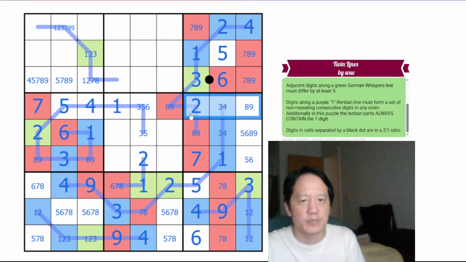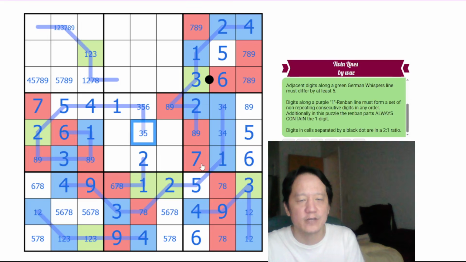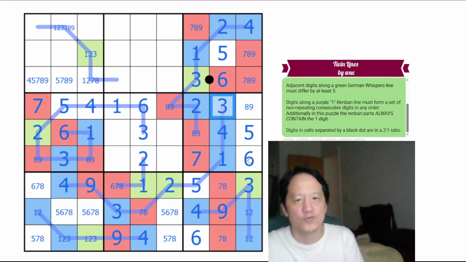We have an 8, 9 pair in box 6, which eliminates 8 and 9 in the rest of the box. This can't be 8 or 9. 6 eliminates 6 here, so it's 5, which makes that 6. 5 eliminates 5 here, so that's 3, which makes this not 3 or 5, it's 6. 3 eliminates 3 here, so it's 4 and 3.